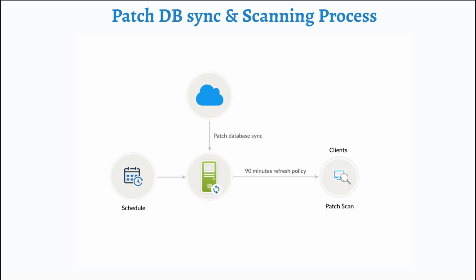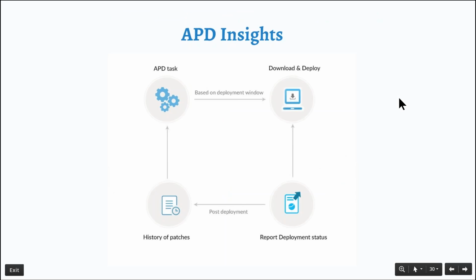And once the scanning process is done, you'll be able to identify the missing patch details. And if you've created an Automate Patch Deployment task, based on that task, the patches will be downloaded automatically from the vendor side. As you can see, the entire process is automated here, right from sync, scan, download, and based on the deployment policy, even the deployment will happen automatically on the client machine.